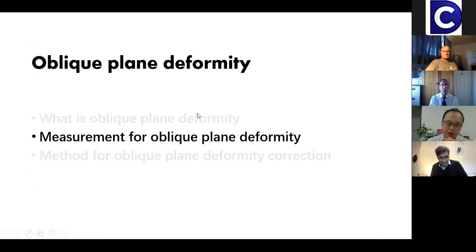So how to identify them is the method for measurement. How can we clearly know the details of the oblique plane deformities? This is important for the surgery. Before surgery, you must know the plane, the level, the direction, and the degree of the deformity. How can we know that? So the second part is the most important.